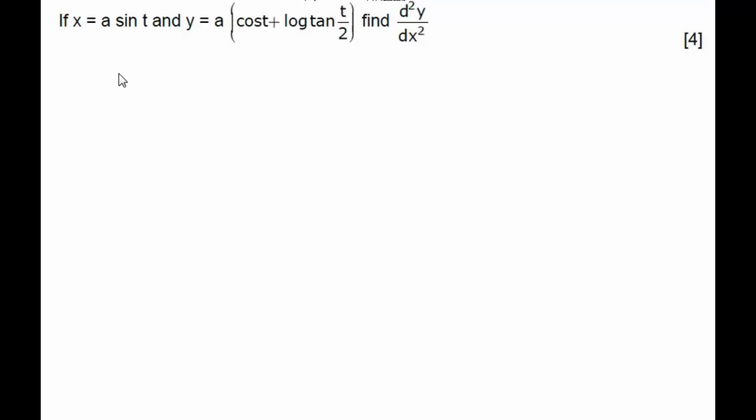Hello students, in this question we are given x = a sin t and y = a (cos t + log tan(t/2)). We have to find the value of d²y/dx².